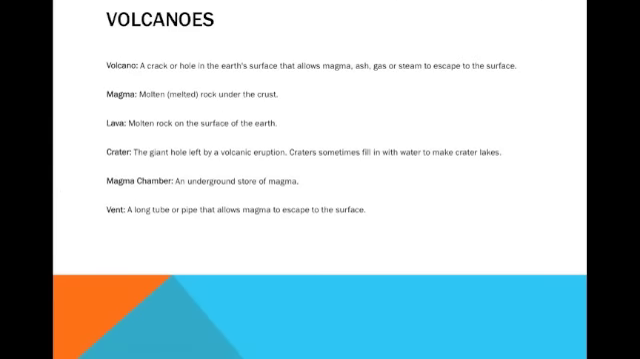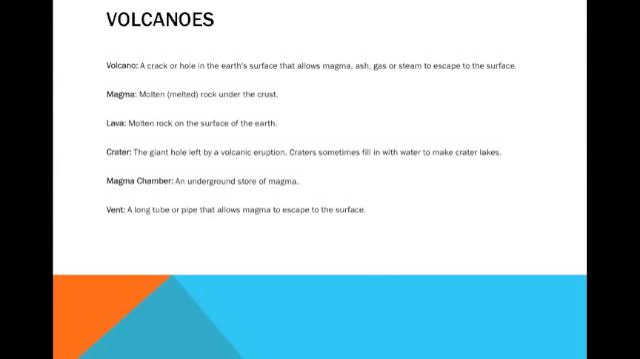So, volcanoes. Volcano, a crack or hole in the Earth's surface that allows magma, ash, gas, or steam to escape the surface. Magma, melted rock under the crust. Lava, molten rock on the surface of the crust. So inside the earth it's called magma, and on the top of it, so where we live, it's called lava.